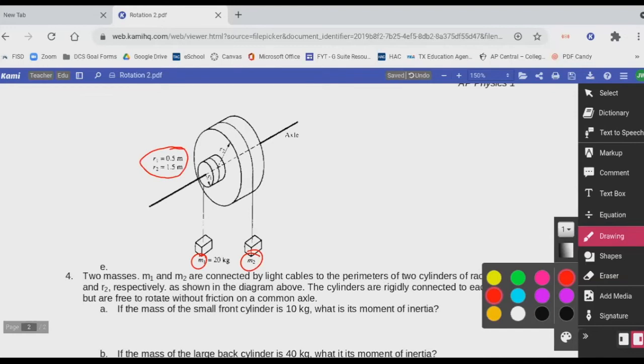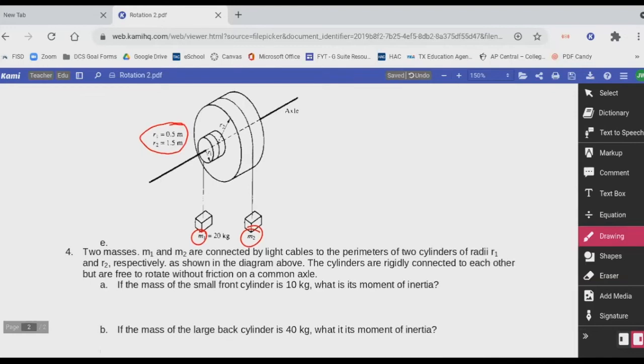So I'm going to read through the question. Let's see what all it says. Two masses, M1 and M2, are connected by light cables. That just means we don't have to factor in the weight of the cable. That's why I called it a thread. To the perimeters of two cylinders of radii R1 and R2.